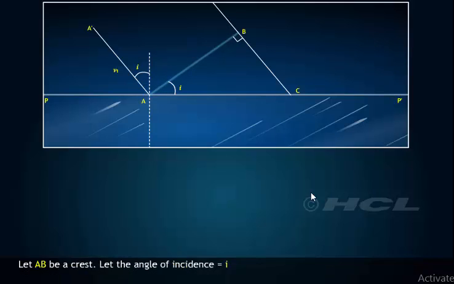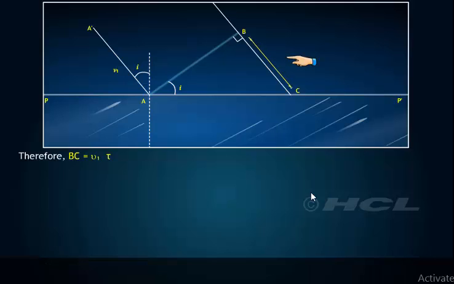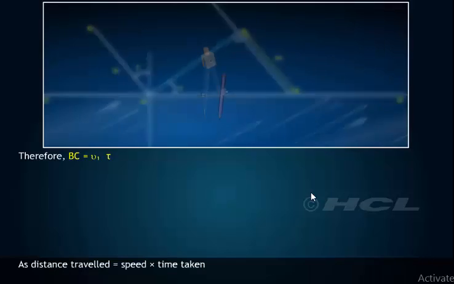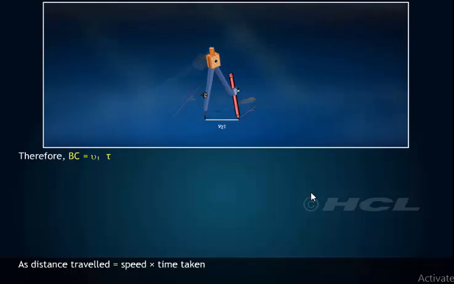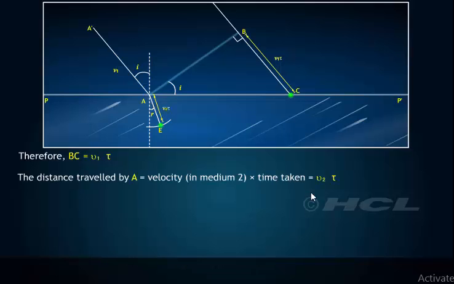Let AB be a crest. Let the angle of incidence equal i. Let V1 and V2 be the velocities of the wavefront in medium 1 and 2 respectively. Let the time taken by the end B of the wavefront to reach the boundary be t. Therefore, BC equals V1t, as distance traveled equals speed into time taken. End A of the wavefront would travel to E in this same time t. The distance traveled by A equals velocity in medium 2 into time taken, equals V2t.